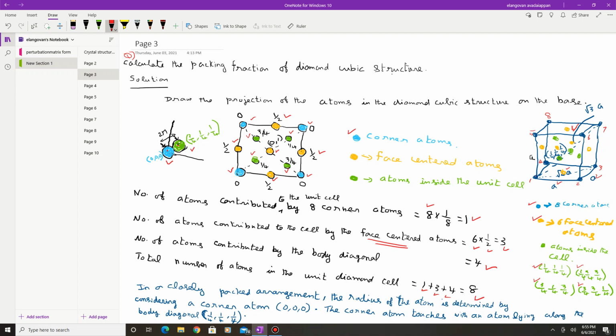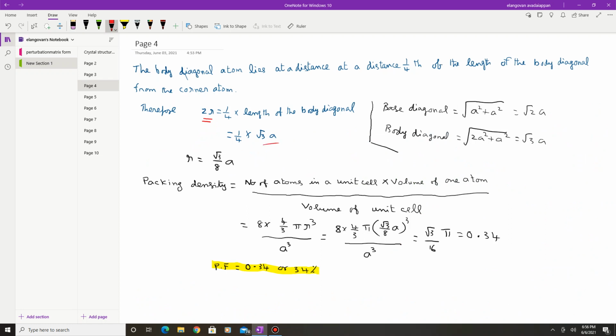Here the diagonal of one face is equal to root 2a, because this is root 2a, and this is root 2a, and the height is also a. Therefore the length of the body diagonal is root 3a, but the atom lies at a distance of 1 by 4.